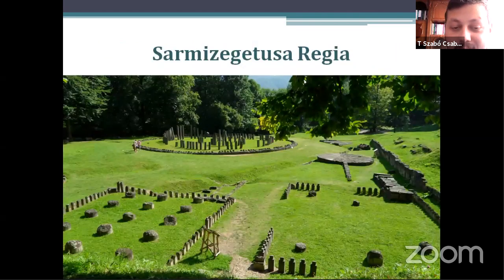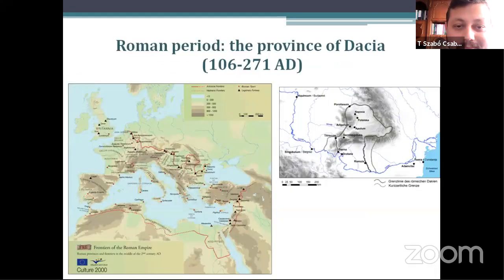The Dacians also left many interesting sites. The most famous and most visited one is Sarmizegetusa Regia, their capital city in a beautiful natural environment, and it's a UNESCO World Heritage Site, so it's really worth a visit.